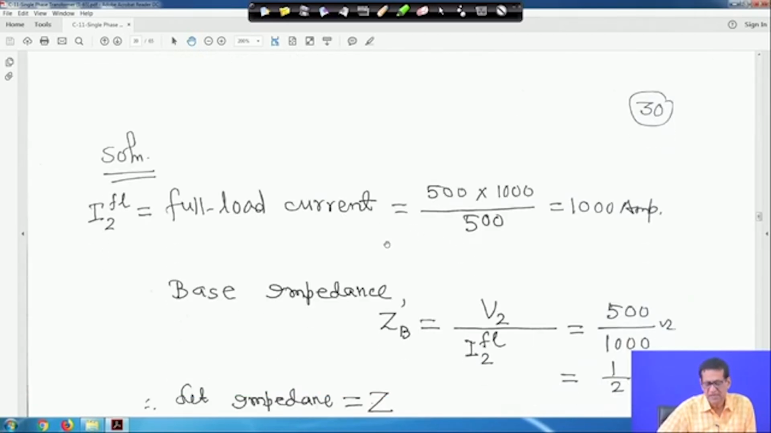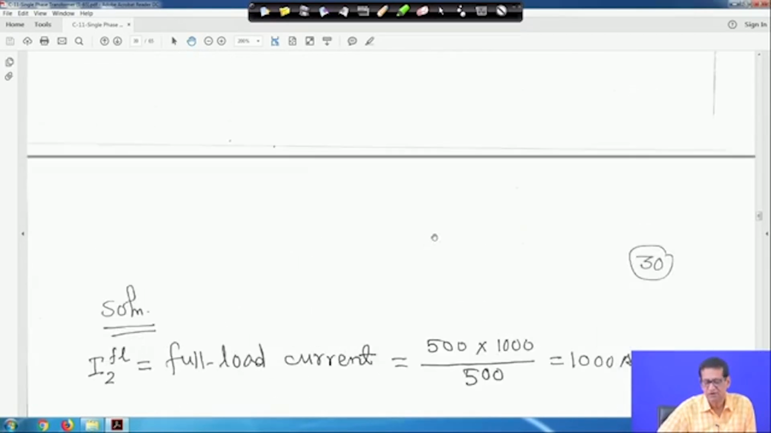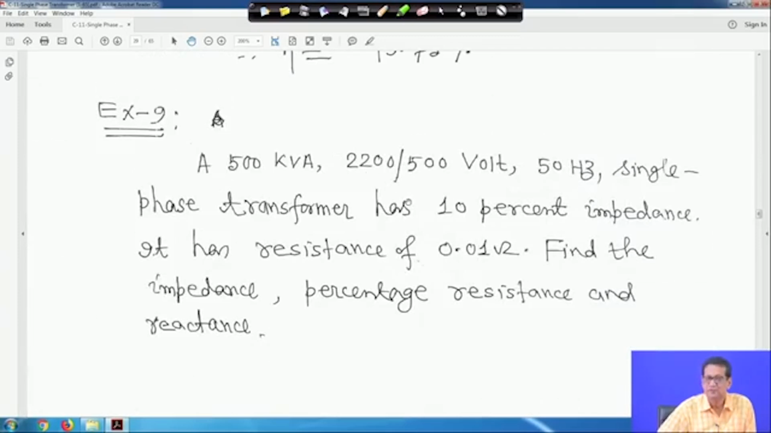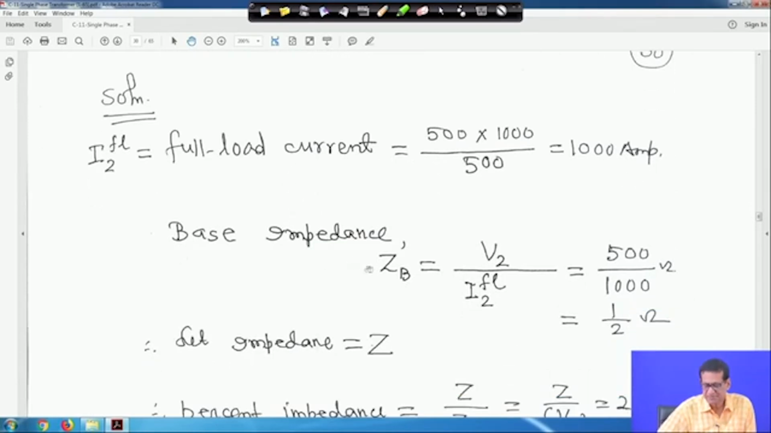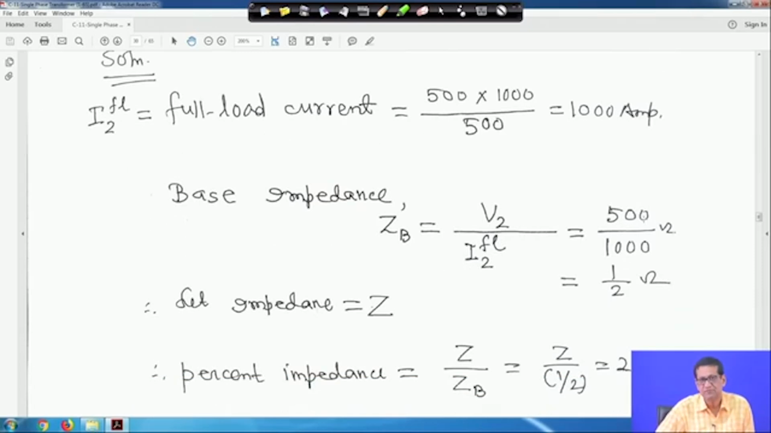Similarly, if you want the high voltage side, you can divide by 2200, but say we are trying to find out on the low voltage side. So it is 1000 ampere. Therefore, base impedance, ZB, will be V2 by I2 FL. The low voltage side rated voltage is 500, and full load current is 1000 ampere. So this is my base impedance.